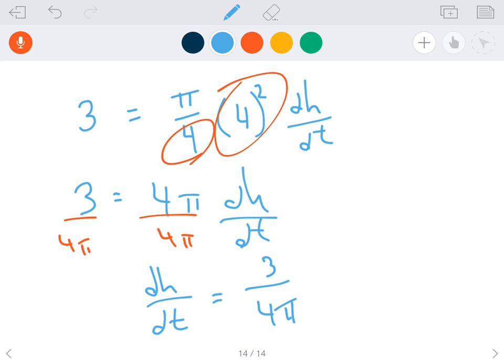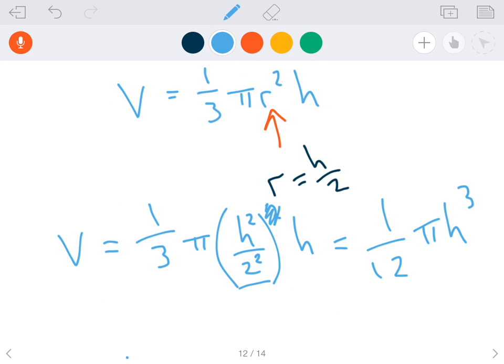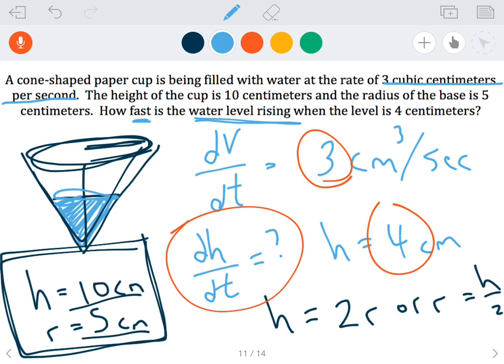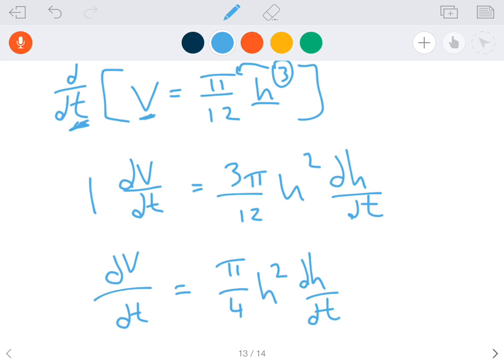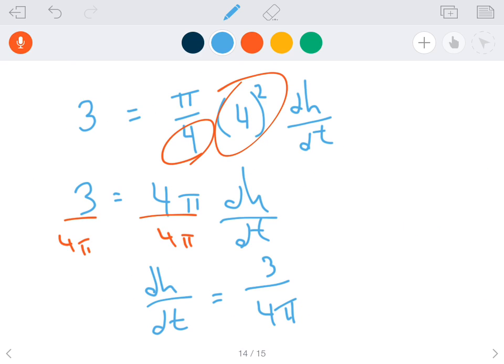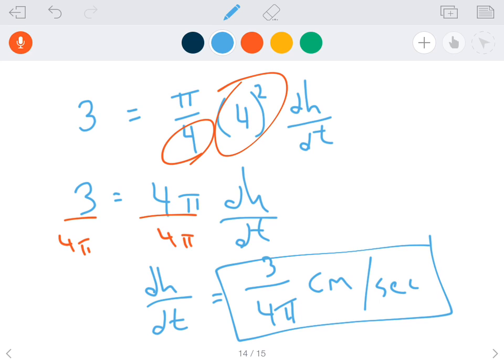Am I done? You should be yelling no, I need units. And it looks like I need centimeters per second. Centimeters per second. And we are done. So, identify all your numbers in the problem, figure out what you're looking for, find a geometric formula that describes the situation, take the derivative with respect to time, and then plug in numbers and solve for your unknown.